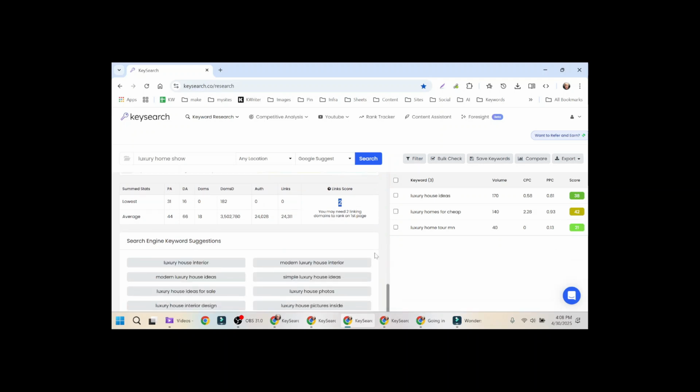This kind of keyword, luxury house ideas, is good for an inspiration article because people are literally saying, I want to see ideas. It's a very Pinteresty keyword. And the sub-keywords that might also rank on that page, modern luxury house interior, are also very good for a Pinterest blog. Simple luxury house ideas could spawn off a lot of affiliate links for luxury items. Luxury house photos. People are looking for ideation.